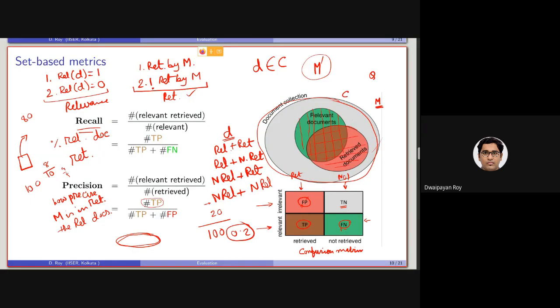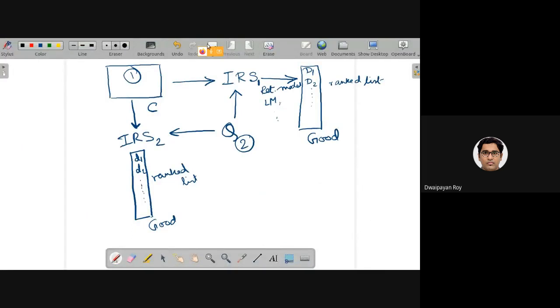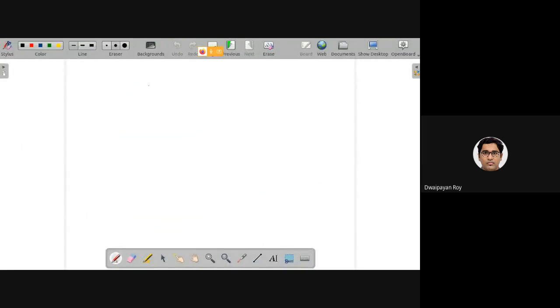So in the recall, what is the denominator? All the relevant documents, right? So let's say the collection contains 1000 documents, and for a given query Q, the number of relevant documents for Q is, let's say, 50. If a retrieval model M is retrieving all the 1000 documents, then what is the recall?